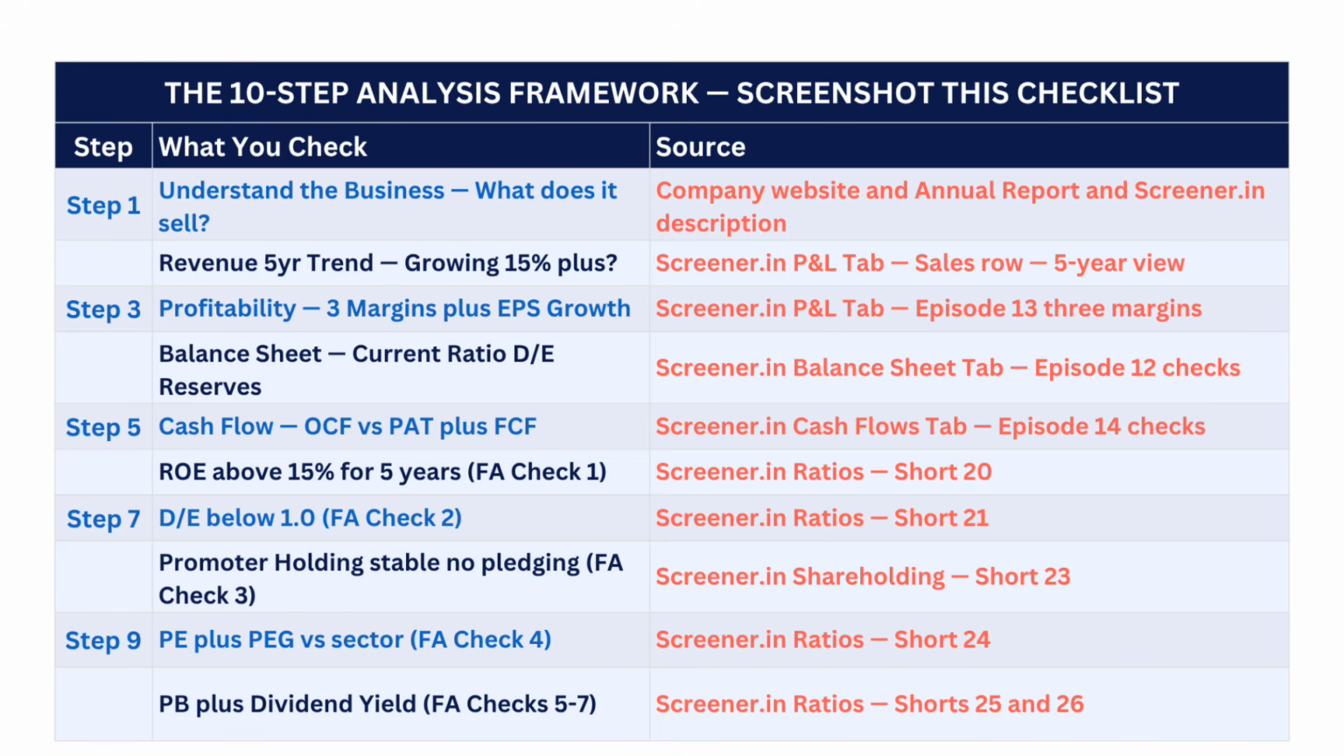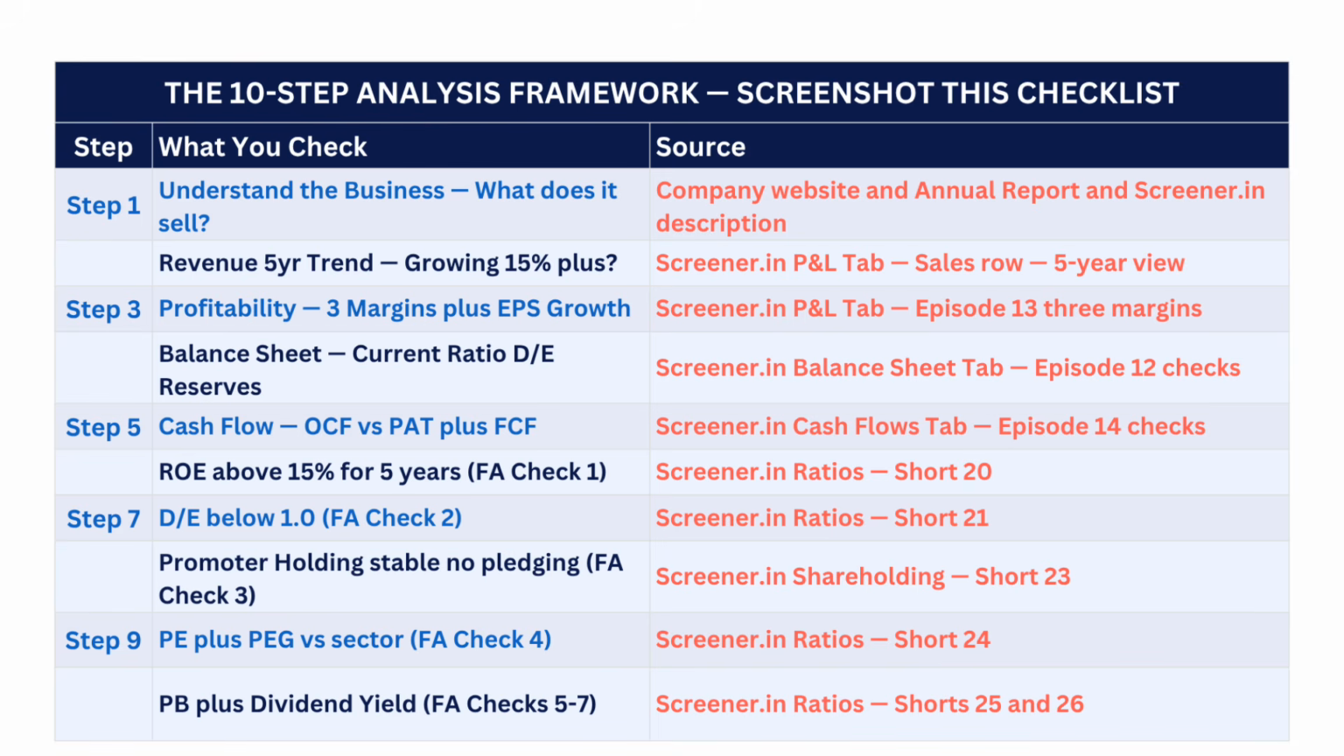Then step 8, what do you want to check? Promoters holding stable, no pledging. This is financial analysis check 3. Source: screener.in, shareholding, short number 23. Then step 9, what do you want to check? PE plus PEG ratio versus sector. This is FA check 4. Where is the source? Screener.in, ratios and chart 24.